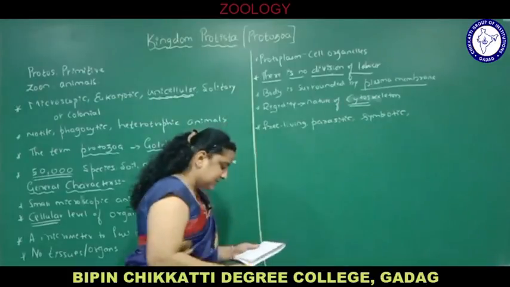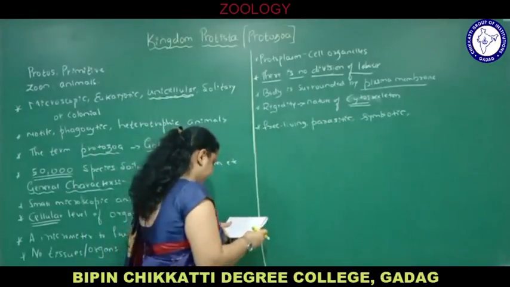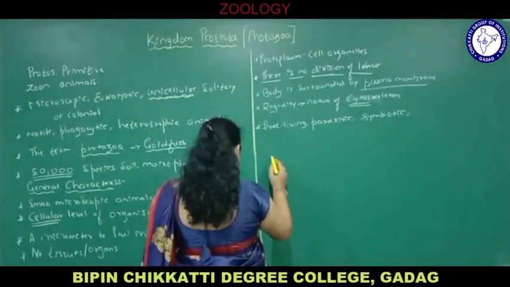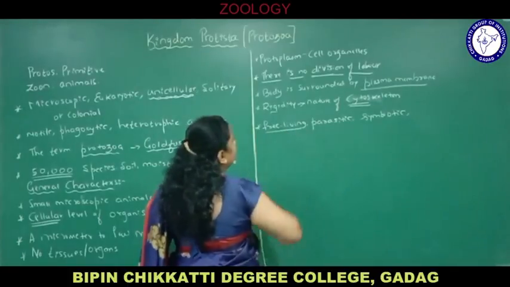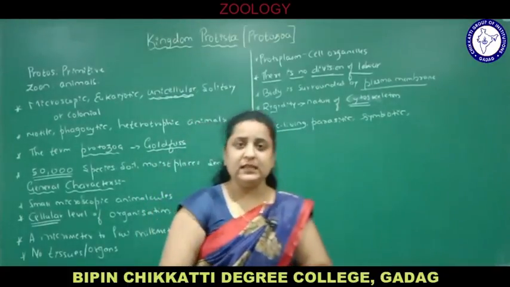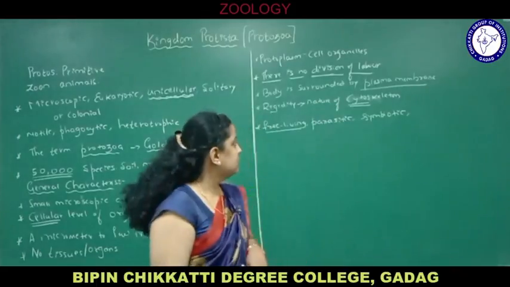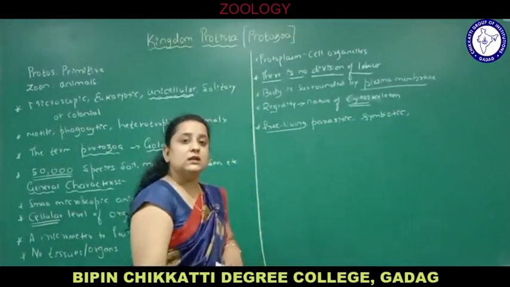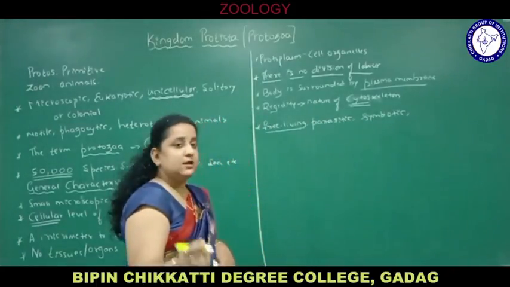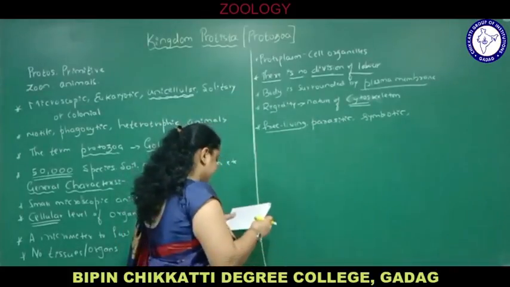Free living, parasitic, symbiotic. What is free living now? Free living means they are available freely, living and moving here and there in the water bodies. Parasitic means they are depending on other organisms. Symbiotic means they are associated with other organisms.